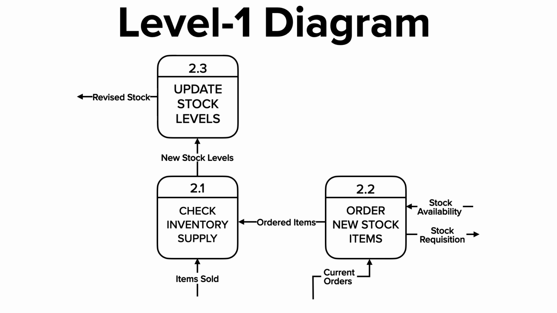a level 1 diagram is more specific than a level 0 diagram. In the level 0 diagram, we had the process of maintain inventory, and in our level 1 diagram, we are being more specific about that process by showing its sub-processes.